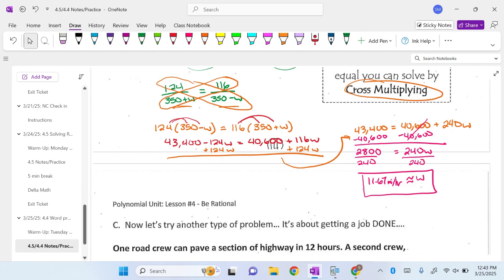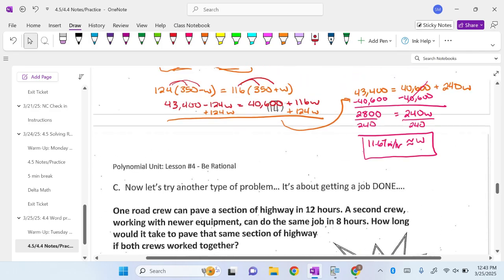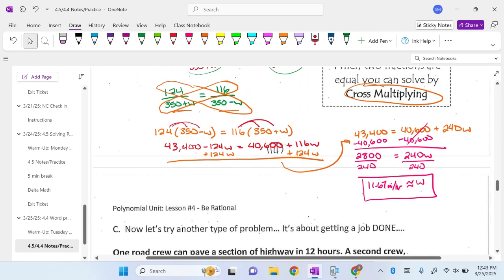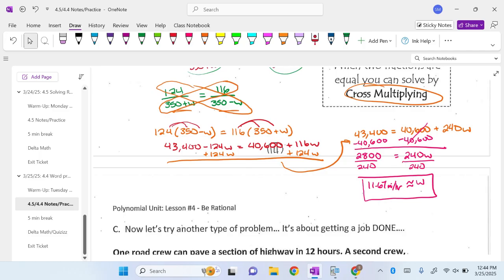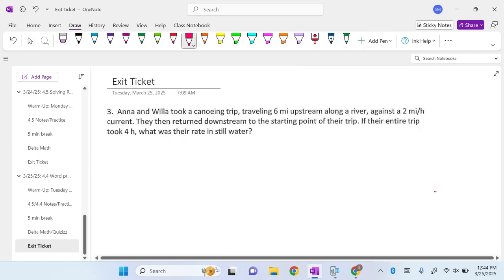You should be able to at least finish most of your Delta Math now for 4.5, but there's also a quiz for 4.4 if you want to start that, but you might want to hold off on that because of the other part of the word problems that we have to do. But you can at least do some more of your Delta. So again, I'm going to stop there for today. I will go ahead and put your exit ticket up if you want to go ahead and knock that one out.